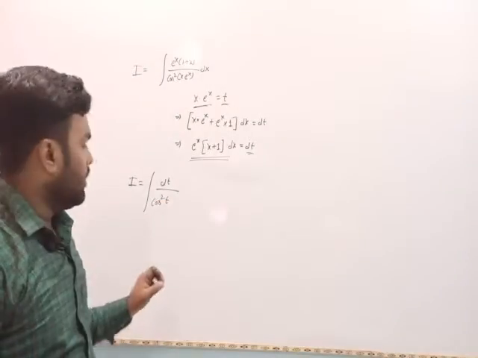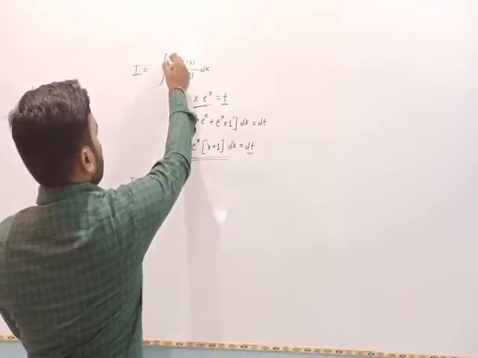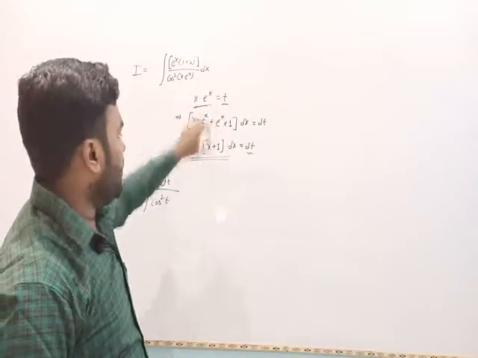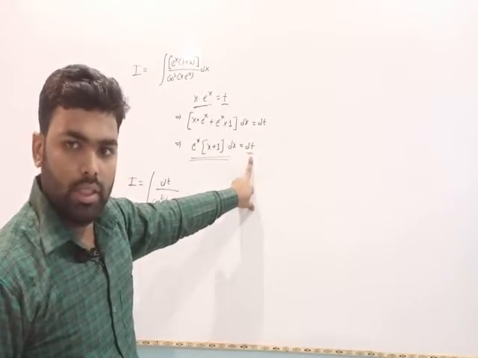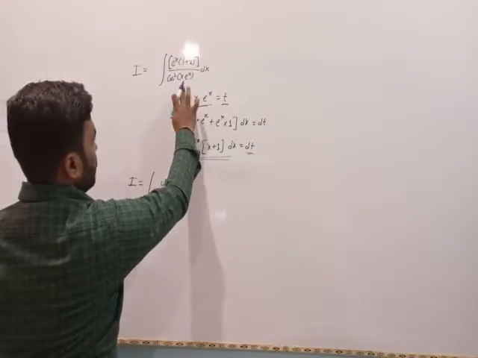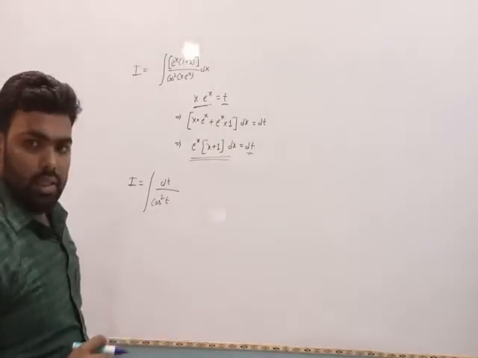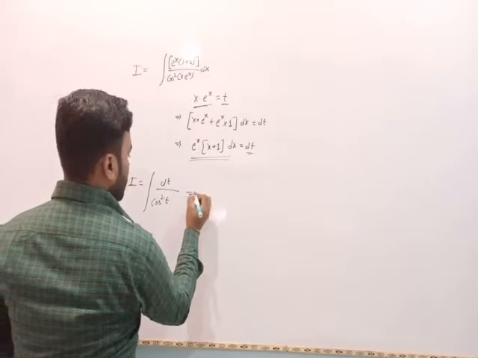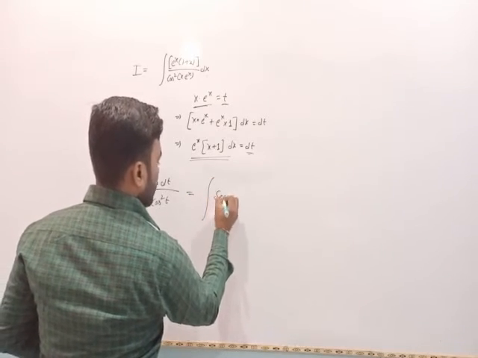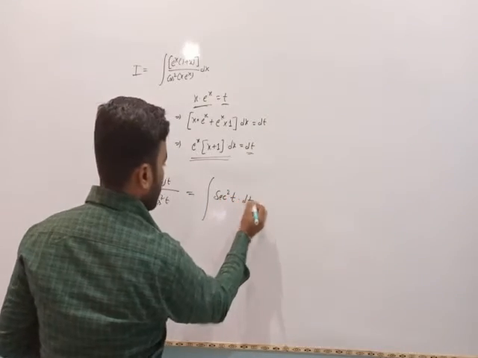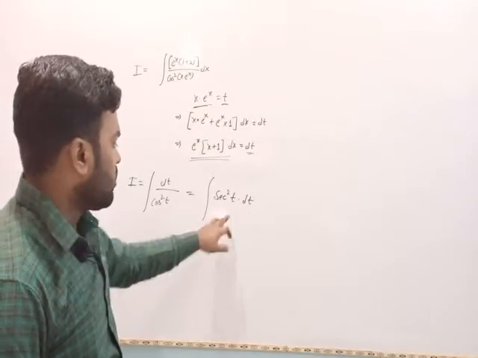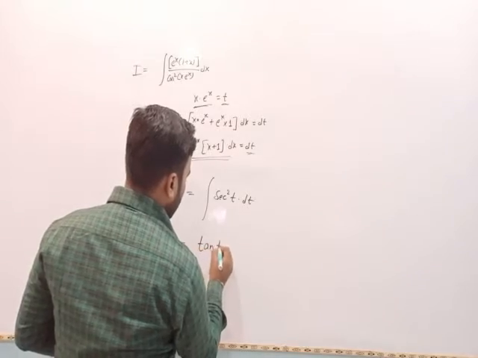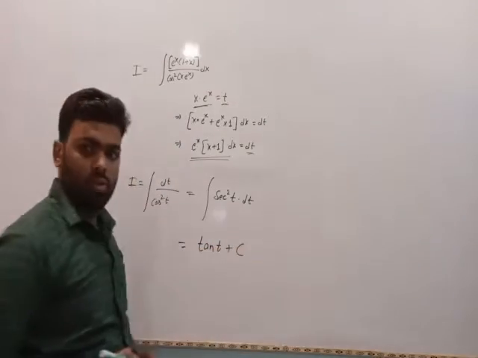Why have I written it like this? Because this term and dx will be multiplied and the multiplication will become equal to dt. And x into e to the power x we have taken as t, so this will become dt upon cos square t. Now this will be sec square t into dt. We all know the integration of sec square t is tan t. So this will become tan t plus a constant c.